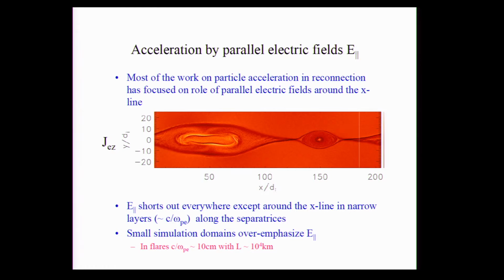Okay, so here's the problem. We're doing particle-in-cell simulations. It's hard to do particle-in-cell simulations, and you can't make them big enough. And so there's a scale separation problem. And the problem is that if you have small simulation domains, you overemphasize the role of E parallel. If you go to the real system, for example, in flares, the skin depth is about 10 centimeters, the macro scale is 10 to the fourth kilometers. So imagine doing this simulation where this is 10 to the sixth or something times this narrow layer thickness. And you see the problem that we've got. And so these simulations tend to overstate the role of the parallel electric field.